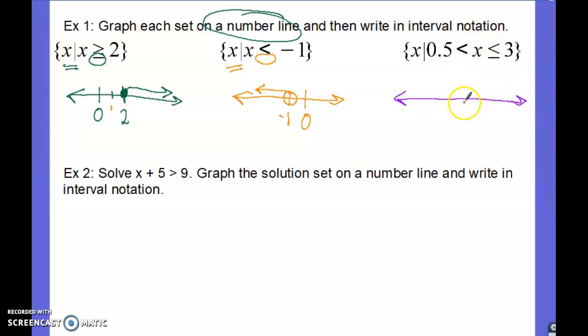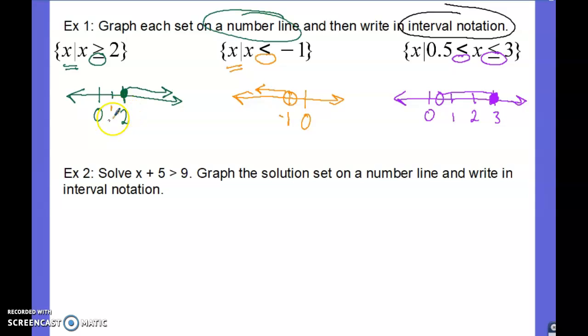And then the last problem I have for you is written this way. Again, I like to see 0, and it'd be nice if you showed me what you're counting by. So we want about 0.5, but we're not including 0.5 because there's no bar, all the way until we get to 3, and we want to include 3, so fill in that circle. It's a closed circle.